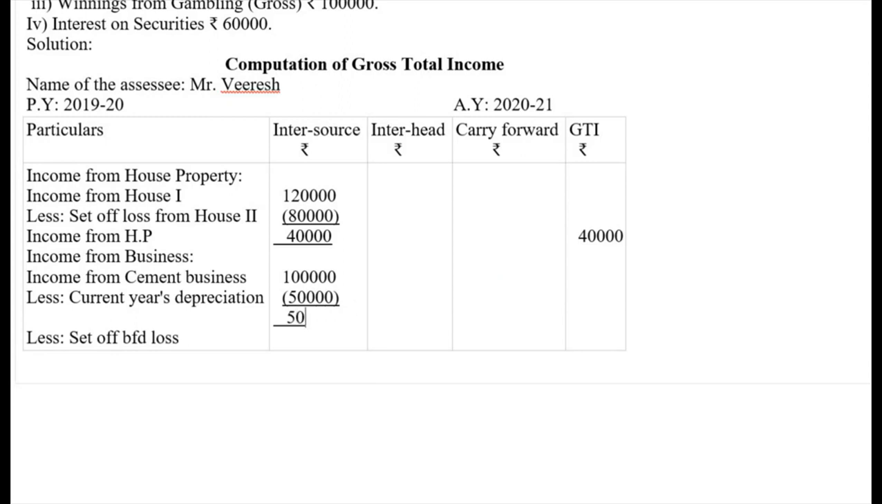So still there will be income of rupees 50,000 remaining here. So against this we shall make an adjustment of rupees 75,000. So there will be 25,000 rupees loss, which will be taken to carried forward column. Then this is a loss from business.